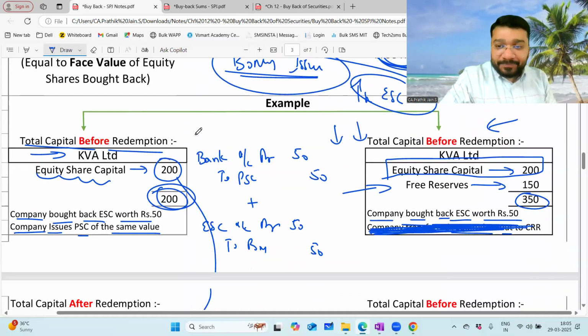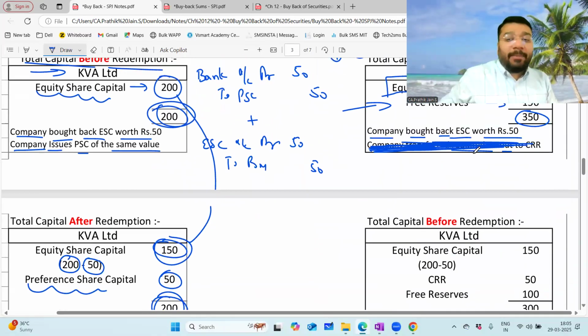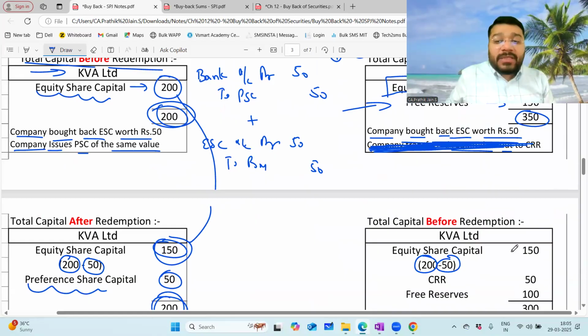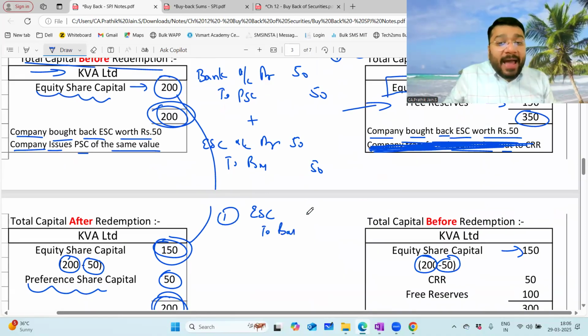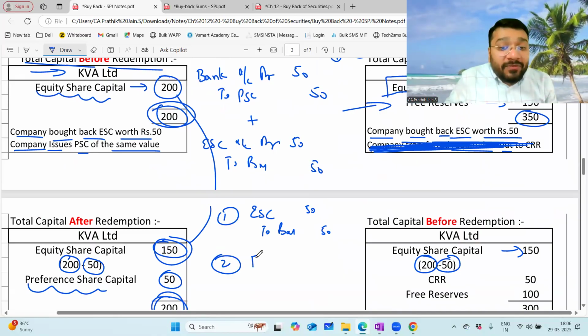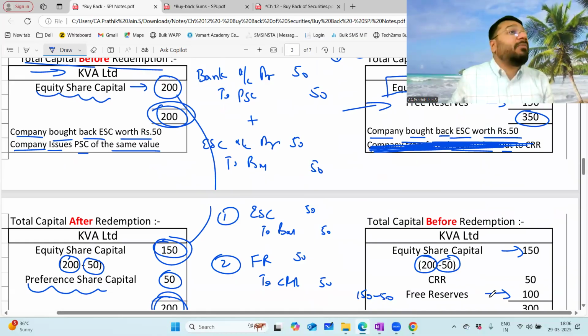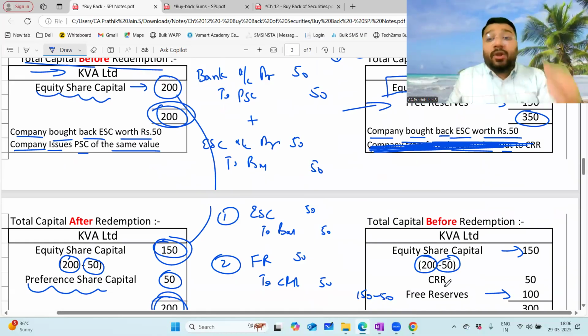Understood the purpose? So now, when the company has bought back 50 rupees worth of share, what happened? From 200 rupees, 50 gone means it became 150. So one entry was what? Equity share capital account debit to bank, 50 and 50. You have to pass another entry on your own where you transfer the amount from free reserve: free reserve account debit to CRR account, 50 and 50. So 50 rupees gets reduced from 150, 50 gone means the free reserve balance is how much? 100. So where did that remaining 50 go to?